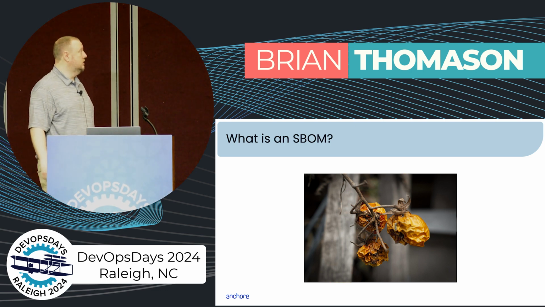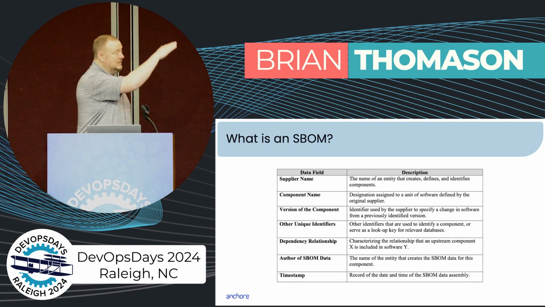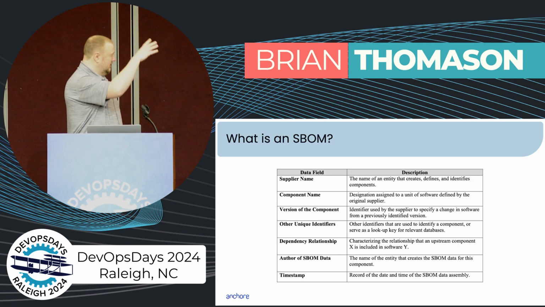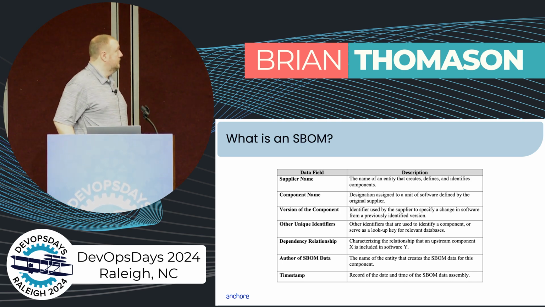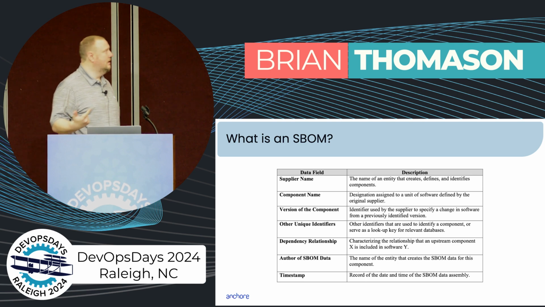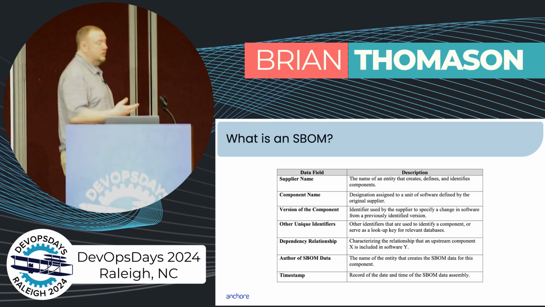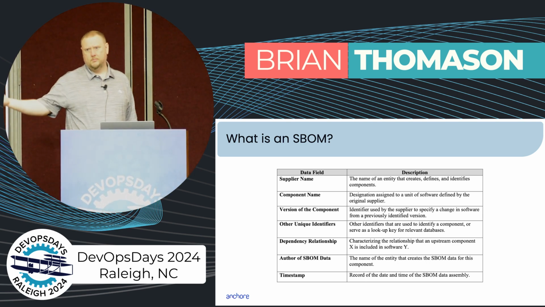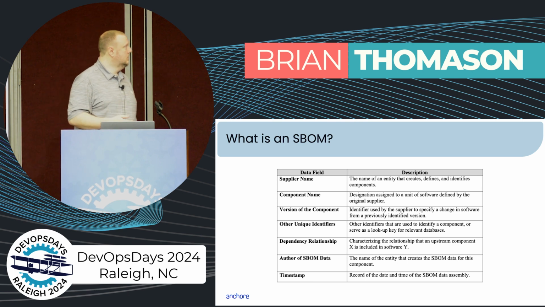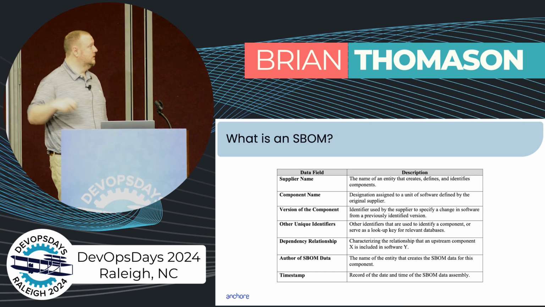So an SBOM gives you detailed information about what's in your software, specifically at least these 7 fields. These were defined by NIST, I believe, as far as the definition of an SBOM. You have your supplier name. If you're thinking about a Linux package, that'd be Red Hat, that'll be your supplier. Component name would be the name of the package itself. More importantly, the version of that component. Other unique identifiers could be like the URL to the web page for the project. Dependency relationships, both direct dependencies and transitive dependencies for the libraries that are contained in your application.